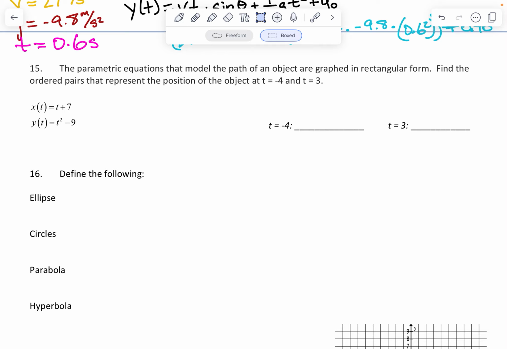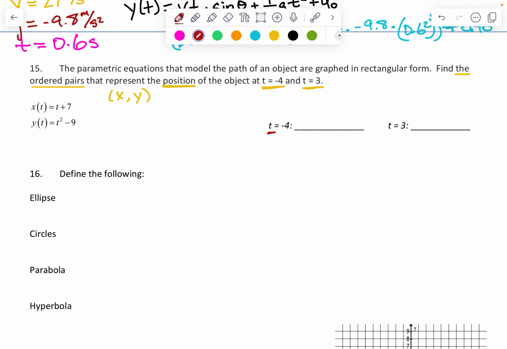So for question number 15, we're looking at parametric equations. Remember, they're just measuring two things that are happening simultaneously. The key words in here are that it tells us to find the ordered pairs, so we should be getting an X and a Y from everything, and we're looking for position, which shows us where something is. Then we have time is -4 and time is 3, so we're trying to find an X, Y for both of those.